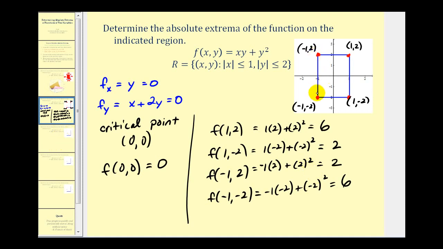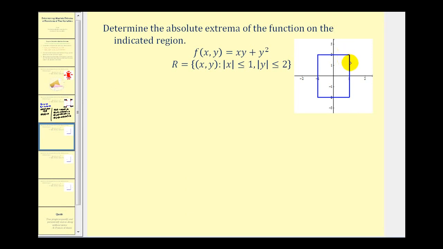but we still have to consider the function values along each side of the rectangle. So let's start by considering this side here where x is equal to +1. Well, if x is equal to +1, we can rewrite this function in terms of one variable. So instead of writing f of x, y, I'm just going to write z is equal to, again, if x is 1, we just have y plus y squared.